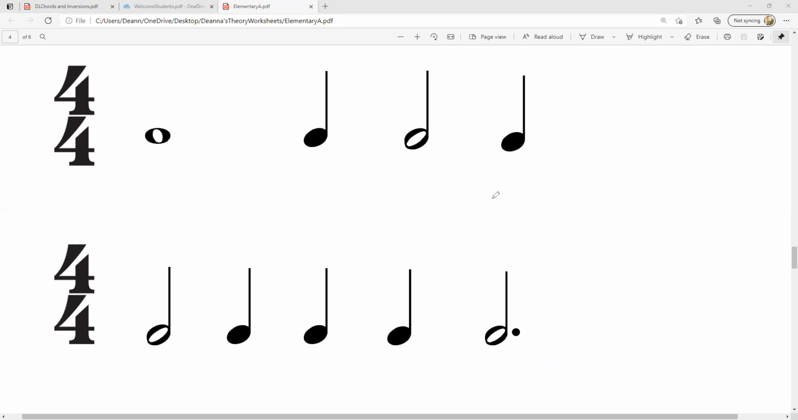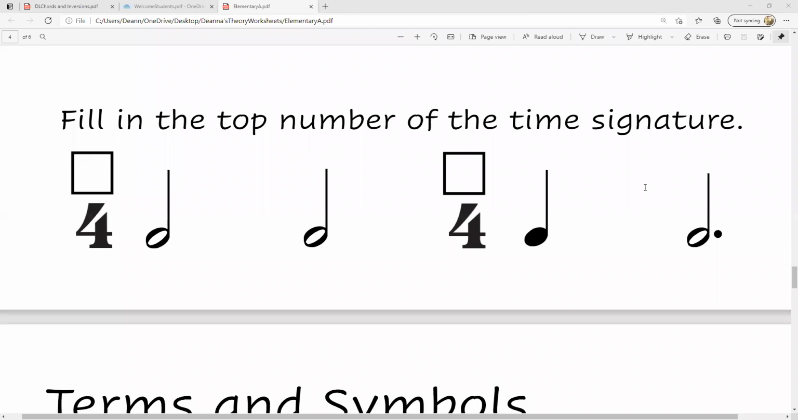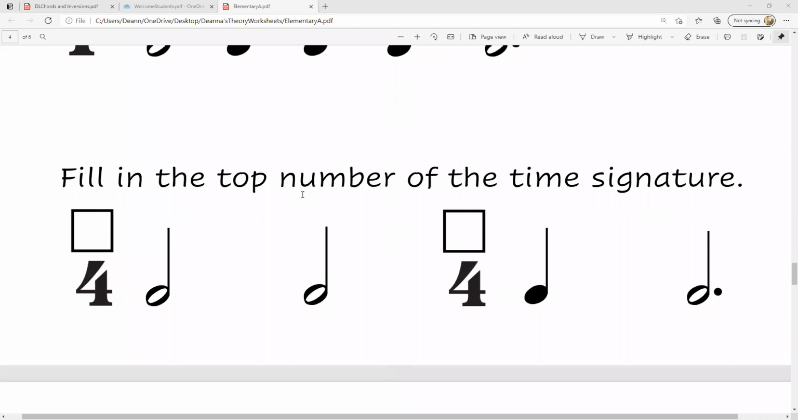So I think we have one more. Yeah, this is fun. Now we have to fill in the top number. Kind of looks hard, doesn't it? But it's not. All you have to do is read the bottom number. The bottom number tells you what? Tells you that a quarter note gets 1 beat. If it's a 4, the quarter note gets 1 beat. So how many quarter notes can you fit into 2 half notes and 2 half notes?